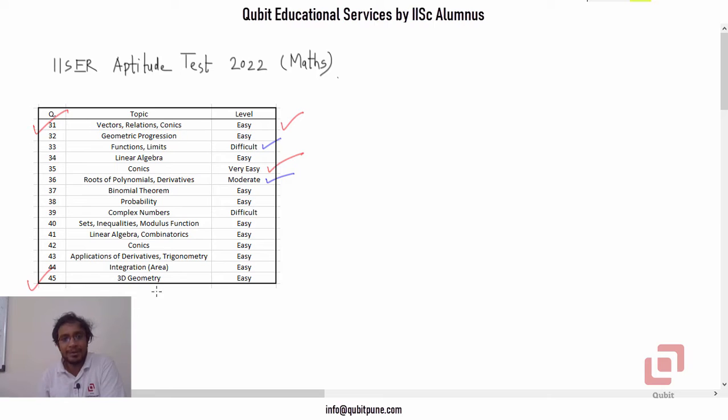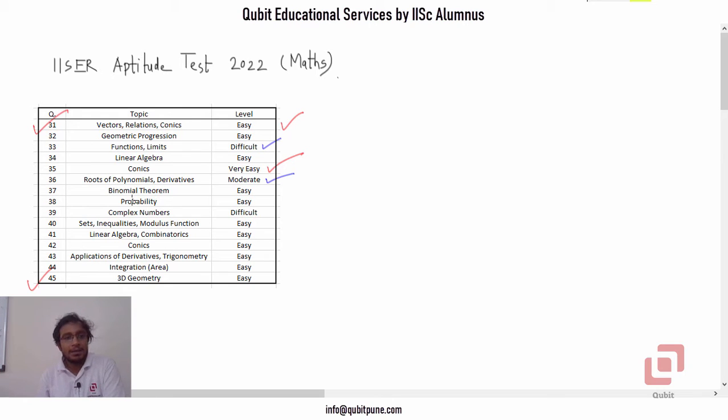Question 37, I didn't find anything challenging there. It was a straightforward binomial theorem question. Question 38 was also not too difficult. It was a simple discrete probability question. They were not even asking you about probability distributions or random variables.